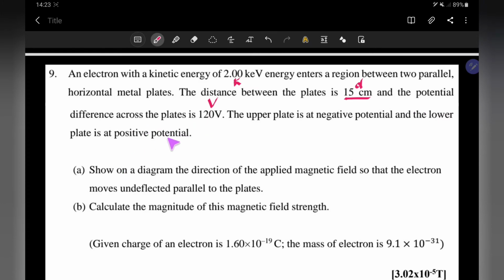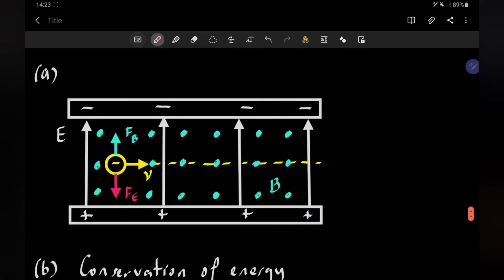Okay, so show on a diagram the direction of the applied magnetic field so that the electron moves undeflected parallel to the plates. Calculate the magnitude of this magnetic field strength, okay, by giving you the charge of the electron, also the mass of the electron. Okay, so based on this, remember the upper plate is negative, so we just draw the figure to be like this. The upper plate is negative and the lower one is positive. Based on that, our E is directed upwards because the electric field always starts from the positive pole towards the negative pole. So this is our E.